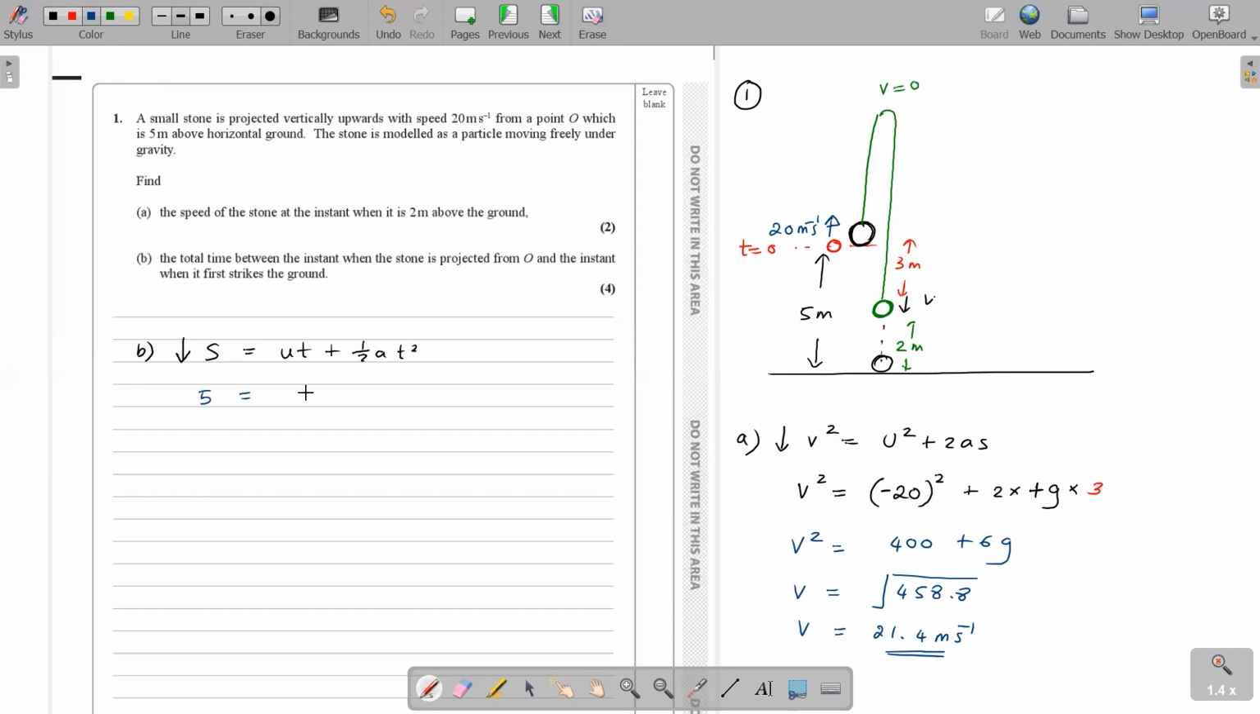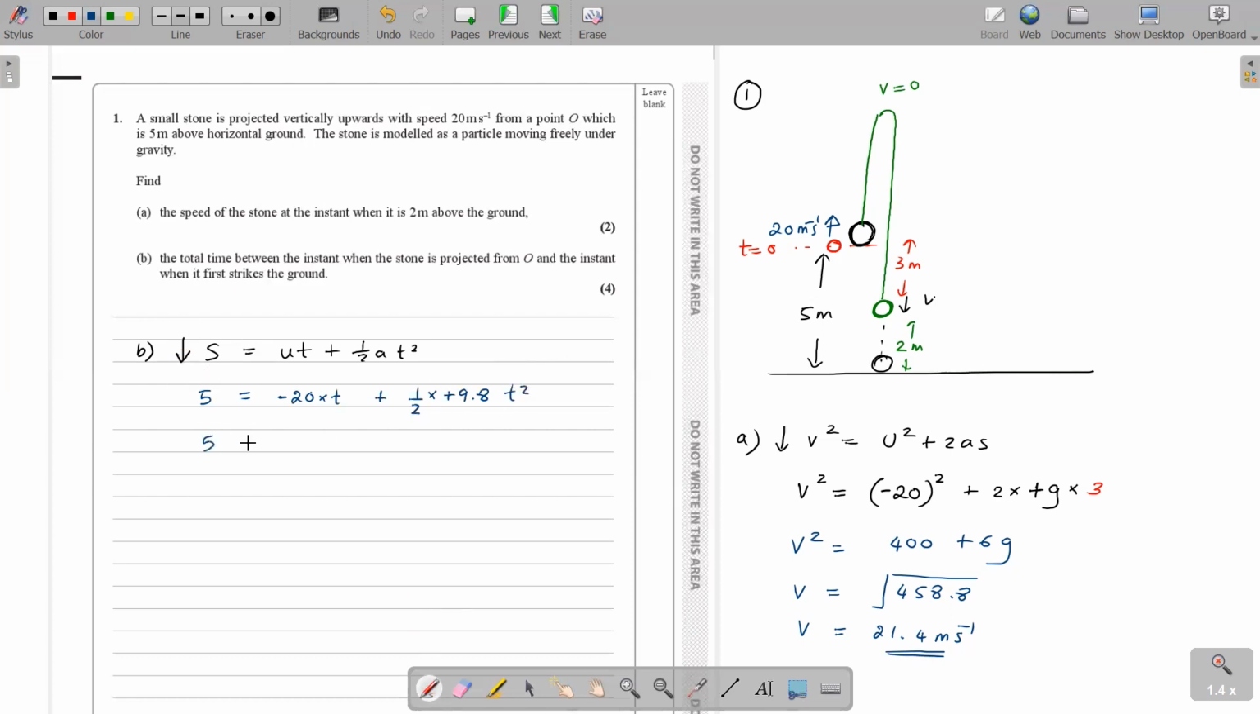Initial velocity is 20, but that is upwards. And I'm using the equation downward, thereby it should be minus 20. Time is unknown. Plus half into acceleration is positive 9.8. Do you agree? Because we're moving downwards, I'm using the equation downwards. So g is positive 9.8 into t squared.